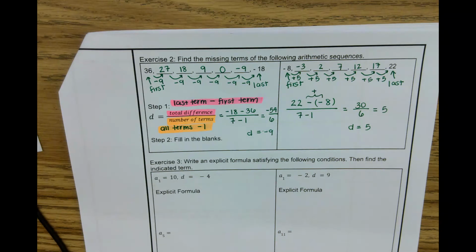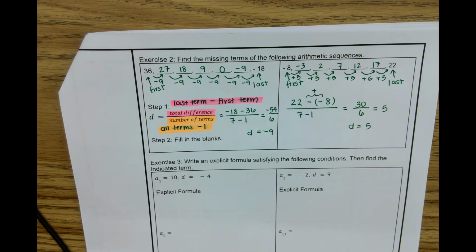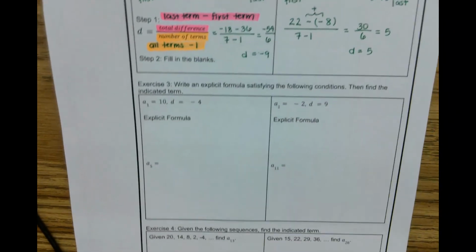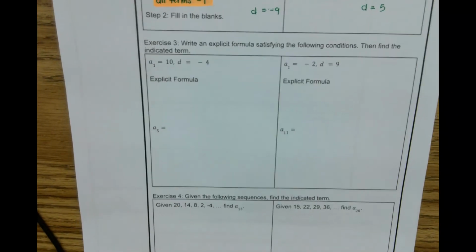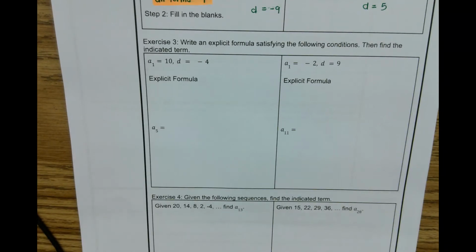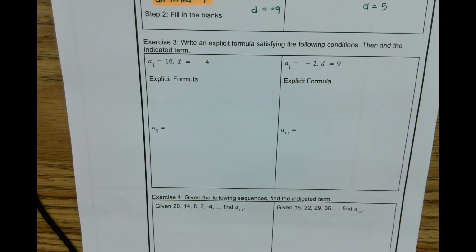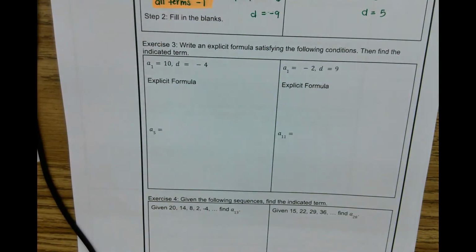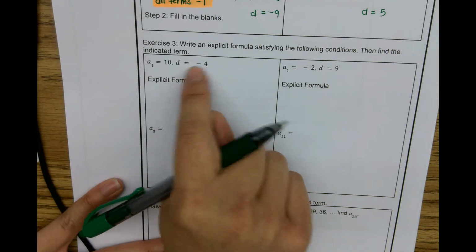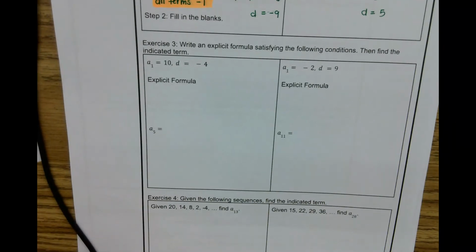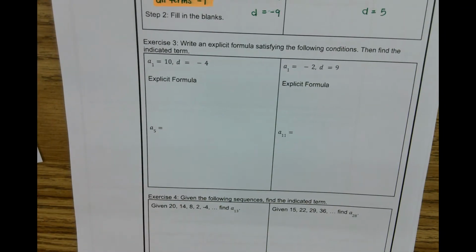Okay, let's try a couple more. So here it asks me to write an explicit formula satisfying the following conditions. Find the indicated term. I'm told a sub 1 is 10. This means first term is 10, right? D equals negative 4. That means how I get from one number to another, I am subtracting 4.